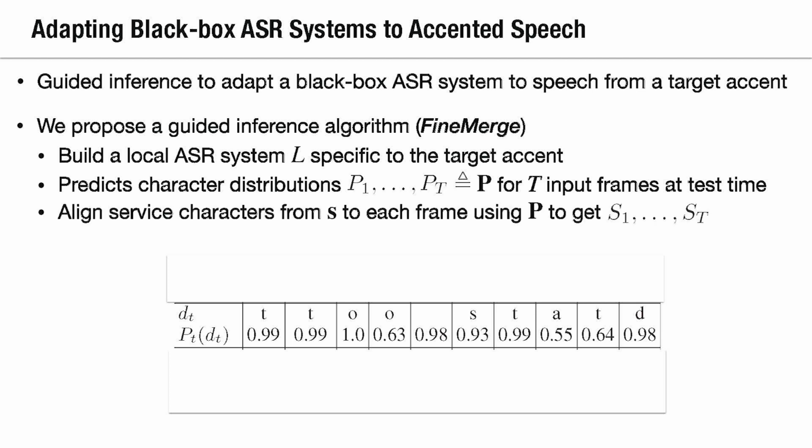Now I have a service prediction. I pass this through Google, and it will give me some prediction. I'll take that prediction and align it with my speech, so that now I have a frame-level alignment of the prediction that I got out of Google with my speech. Here's my prediction from Google. Google actually recognized this as the word POSTED.